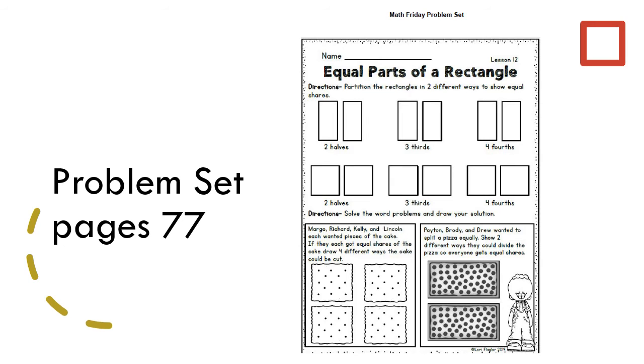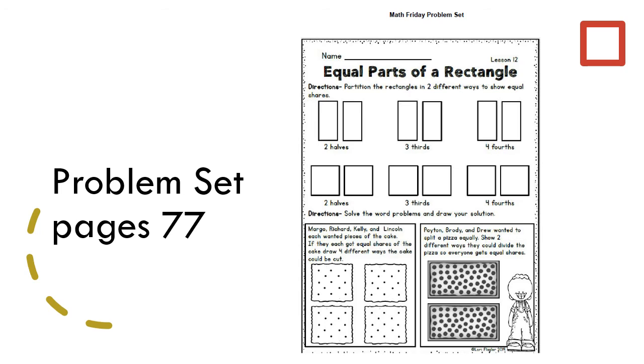On the bottom, you are going to solve the word problems and draw your solution, so you're thinking. Margot, Richard, Kelly, and Lincoln each wanted pieces of the cake. If they each got equal shares of the cake, draw 4 different ways the cake could be cut. So if it's Margot, Richard, Kelly, and Lincoln, how many people is that? 4 people. So are you going to cut these pieces of cake into halves, thirds, or fourths? Decide on how you should cut it and then show it 4 different ways.